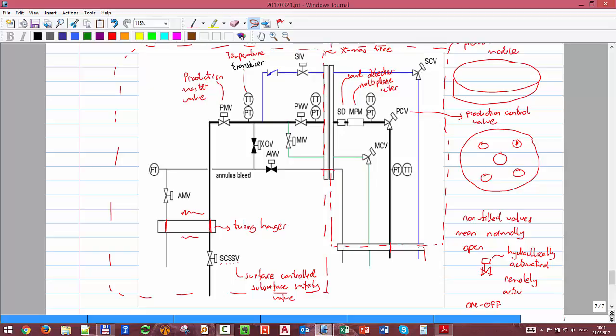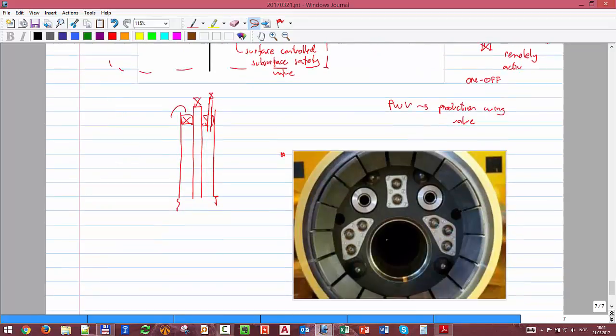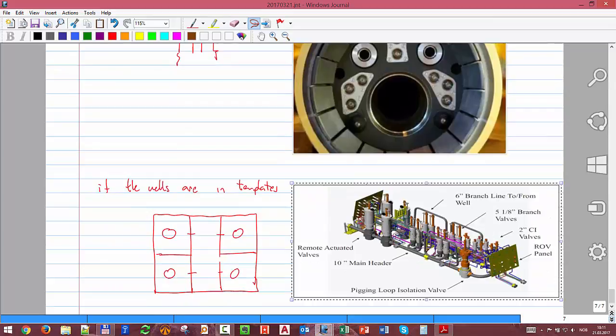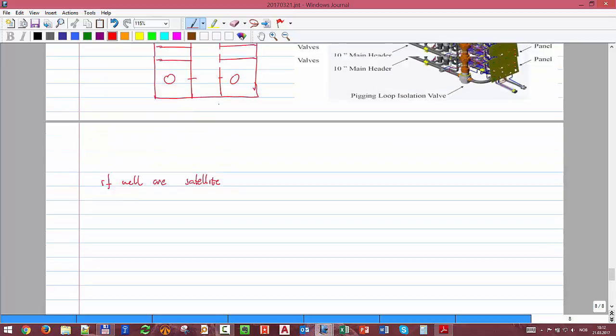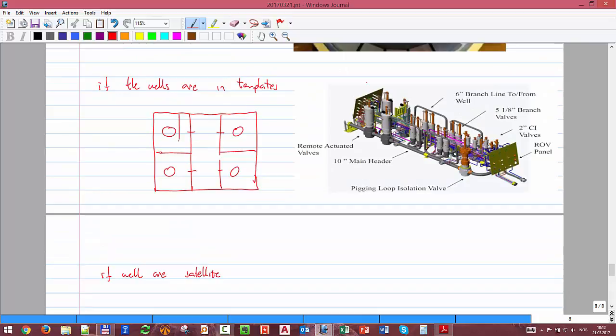So again, that's the multi-bore connection, or if the wells are satellite. Just again, sorry, here you have the Christmas tree module, and just next to it you have the control module, production control, and that's the Christmas tree. And then you have this multi-bore connector, and there you have the distribution.